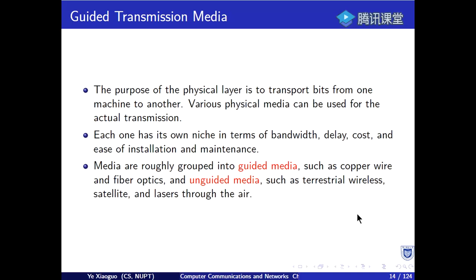Now we will talk about the transmission media. There are two kinds of transmission media. One is guided, the other is unguided. The purpose of the physical layer is to transport bits from one machine to another. Various physical media can be used for the actual transmission. Each one has its own niche in terms of bandwidth, delay, cost, and ease of installation and maintenance.